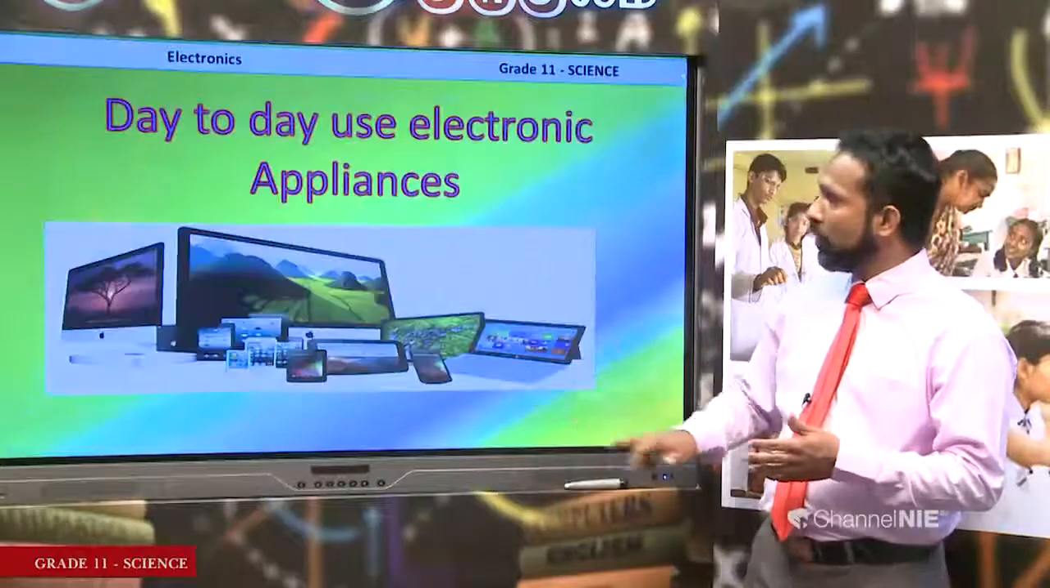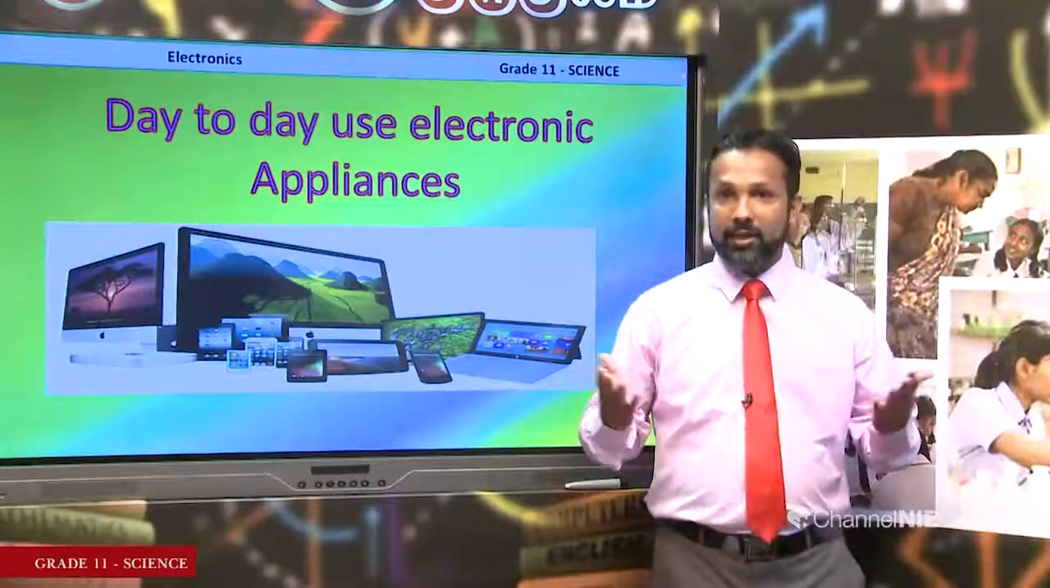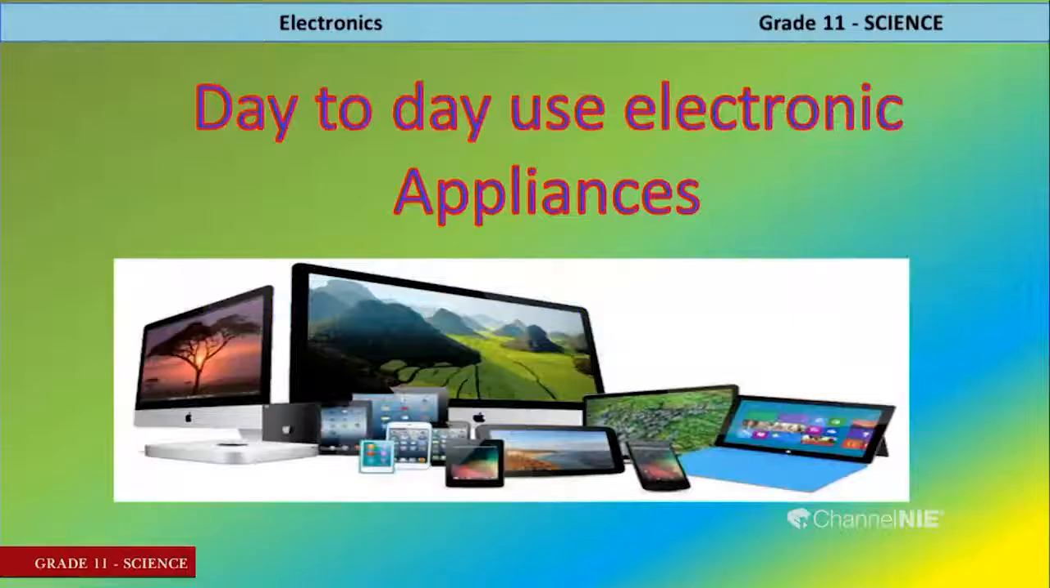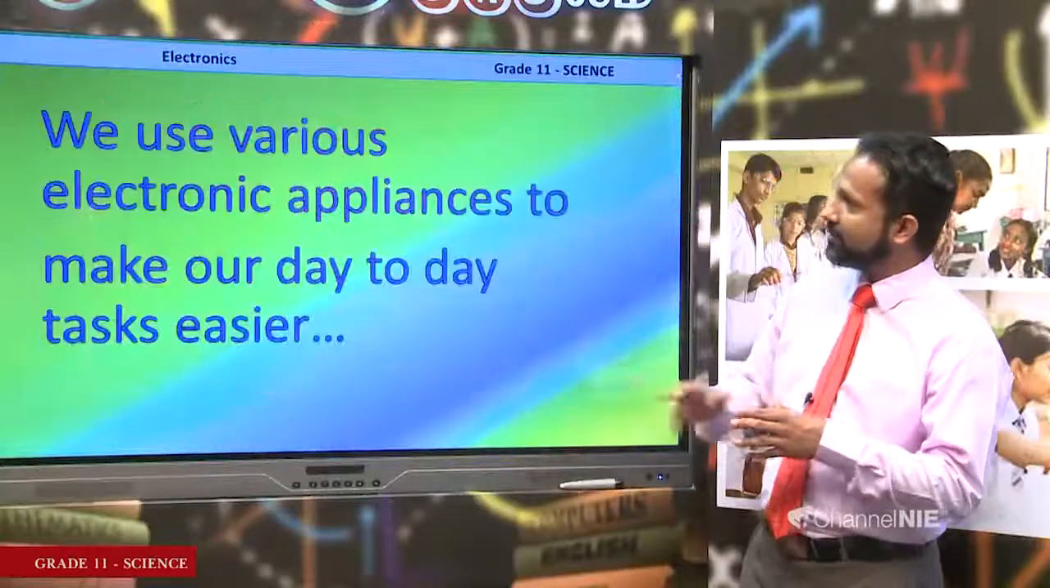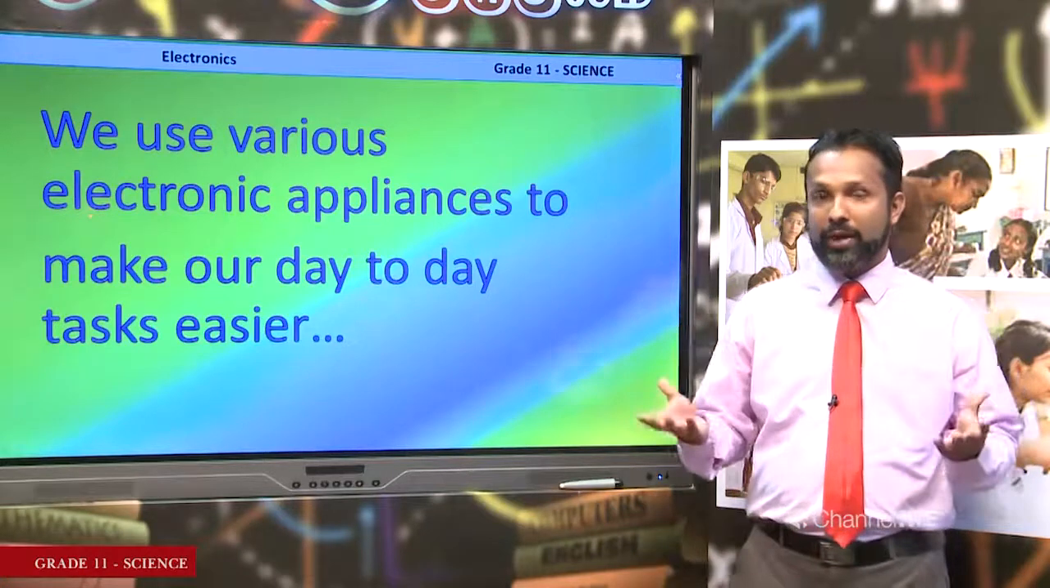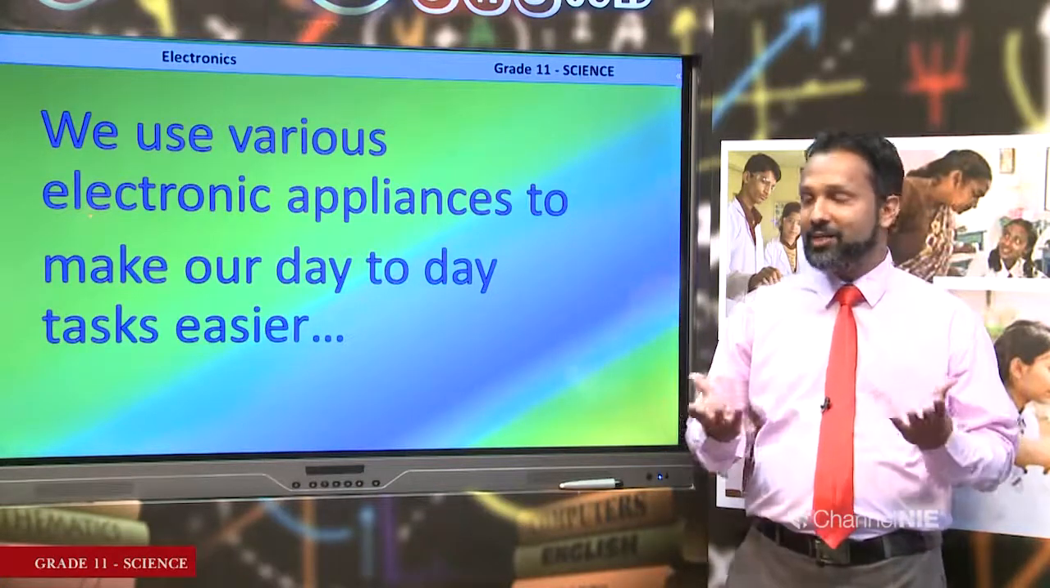Right, my dear children, you can understand what are the electronic appliances that we use in our day-to-day life. You all know that in our day-to-day life, we use various electronic appliances such as television, laptops, mobile phones. All these are a few of the electronic appliances that we use. We use various electronic appliances to make our day-to-day tasks easier.